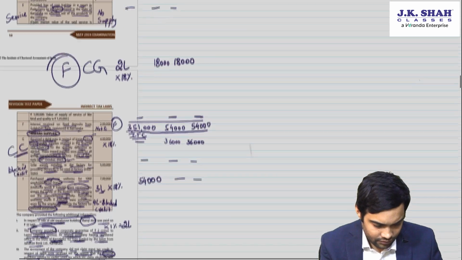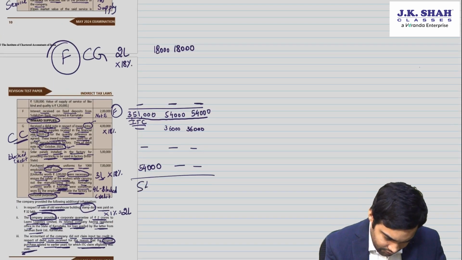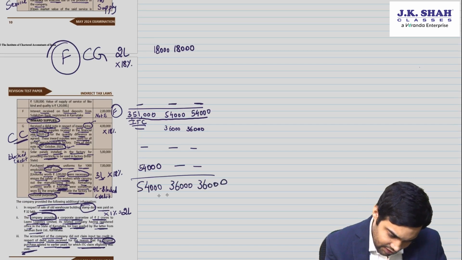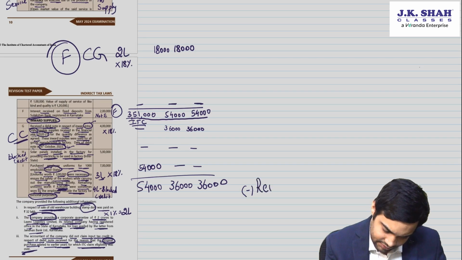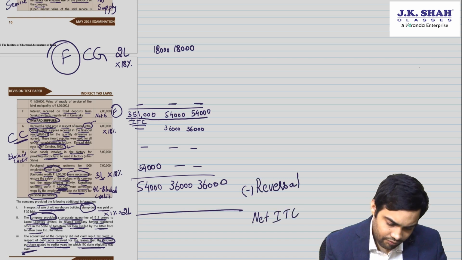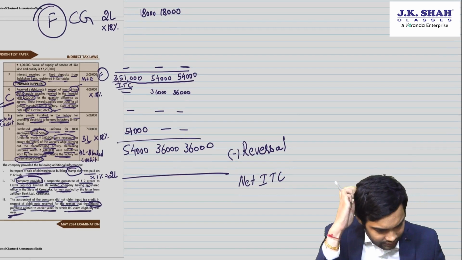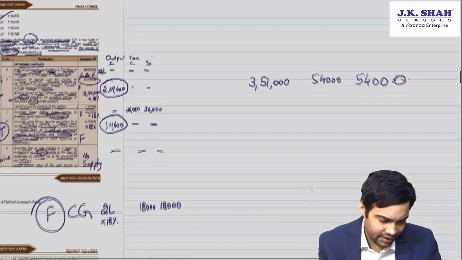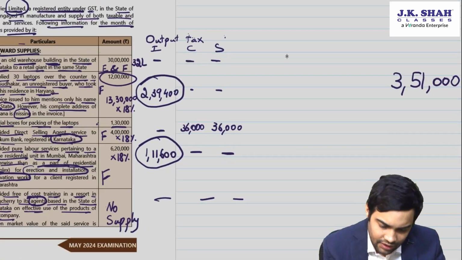Then ITC is 54,000, 36,000, 36,000. But on this ITC we will have to do a reversal. ITC reversal will have to be done, then you will get the net ITC amounts which will be credited. So for reversal we'll have to calculate E by F. Let's calculate E by F.